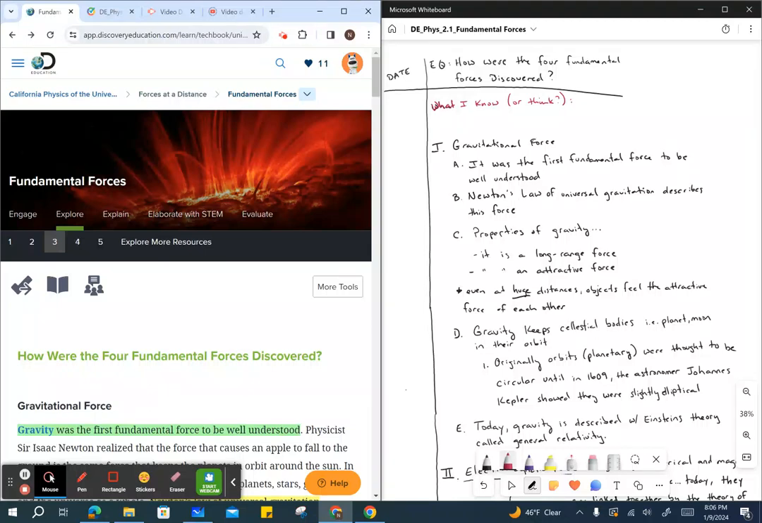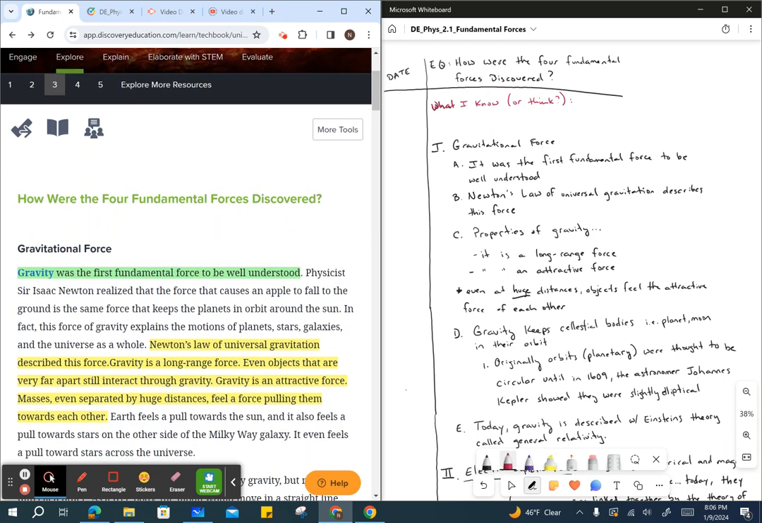All right, here we are. Let's go ahead and jump right into it. We're talking about explore number 3 from Fundamental Forces. And the essential question that we have here in green: how were the 4 fundamental forces discovered? You can see that here on the right. So go ahead and take a moment and tell me what you know. You can hit pause on the video for a second, or what you think.